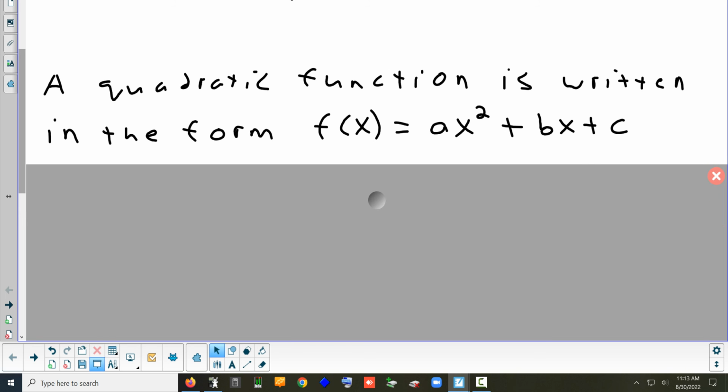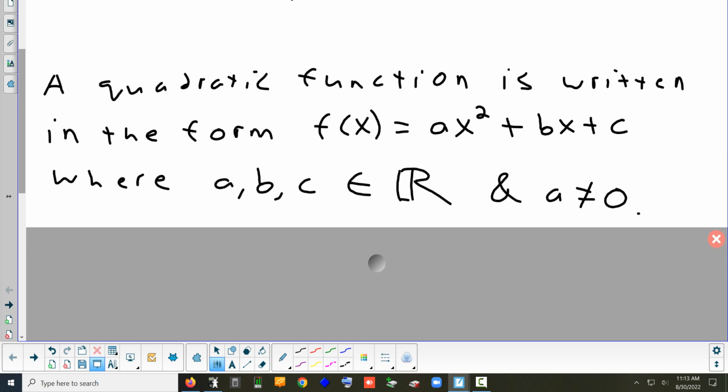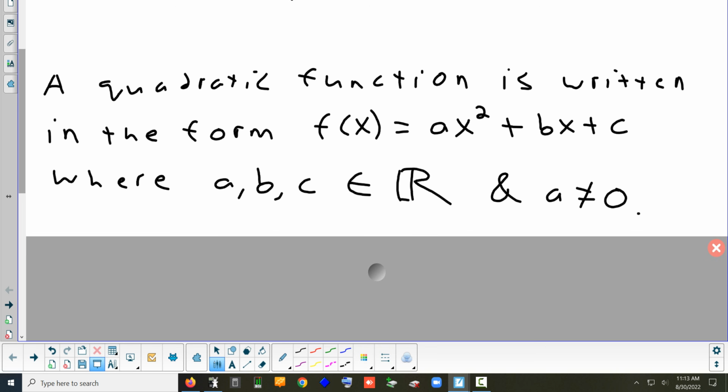It is important to remember what a, b, and c are. A, b, and c can be any numbers that you want, real numbers, except a can't be 0. So a, b, and c are elements of the real number system. That's what the symbol means, element of, it's like a backwards looking E. But a can't be 0.